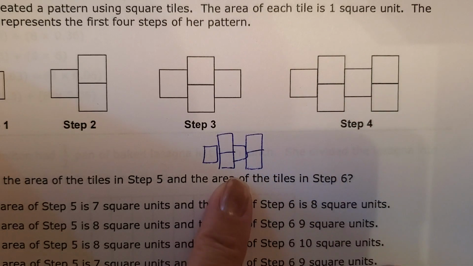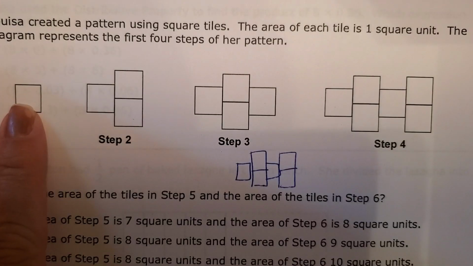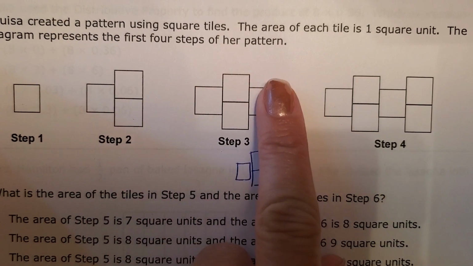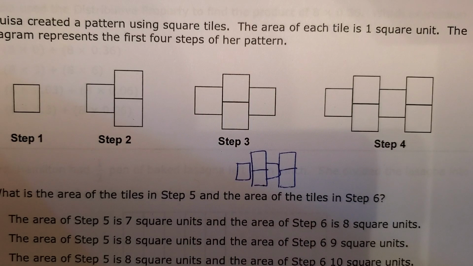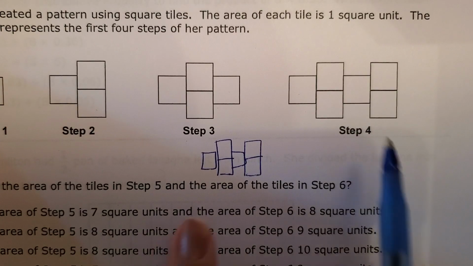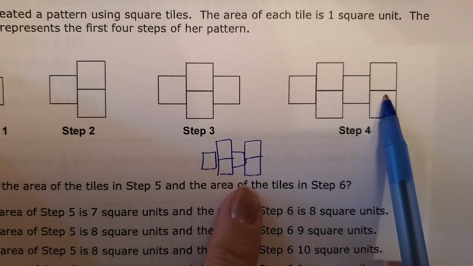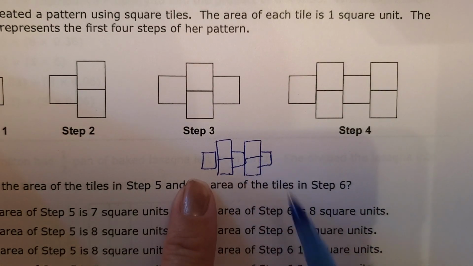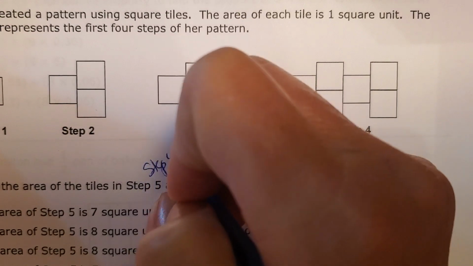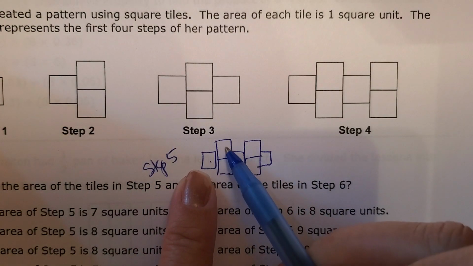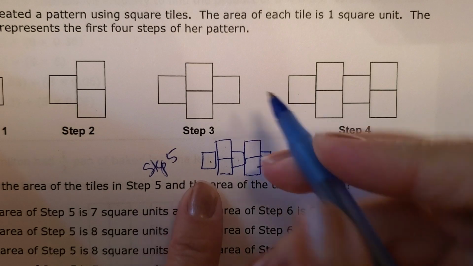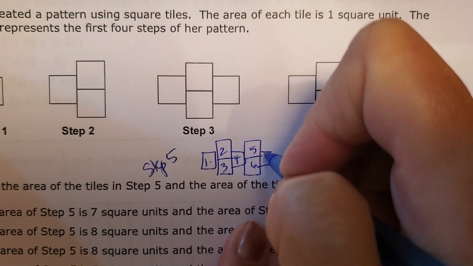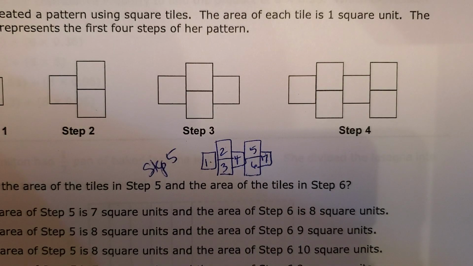Okay, now if you look at the pattern, we had 1, and then we still have 1, and then we added 2. 1 and 2, the same as before, we added 1. So it just alternates 1 and then 2, 1 and then 2. So we have 1, 2, 1, 2. So for step 5, we're going to have 1 more. Okay, so this is step 5. And let's count how many we have. 1, 2, 3, 4, 5, 6, 7. So for step 5, we're going to have 7.